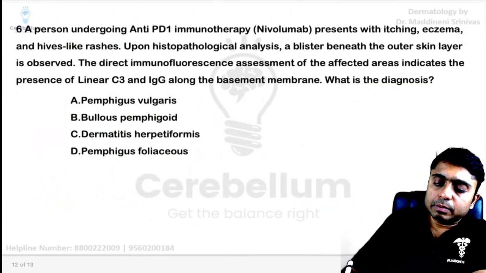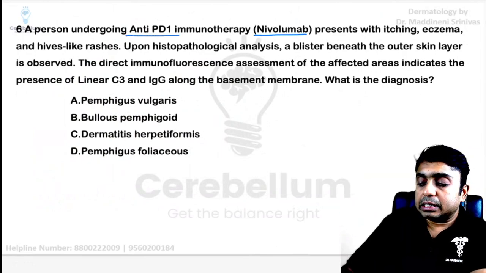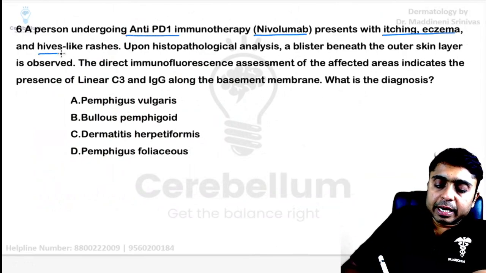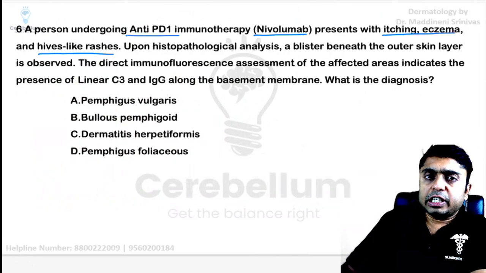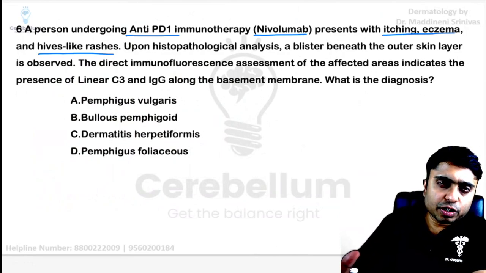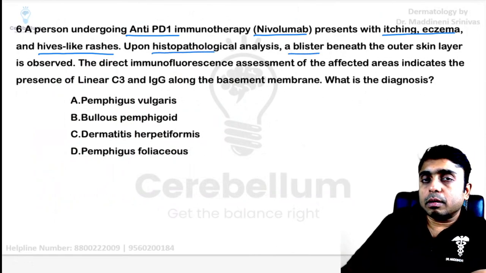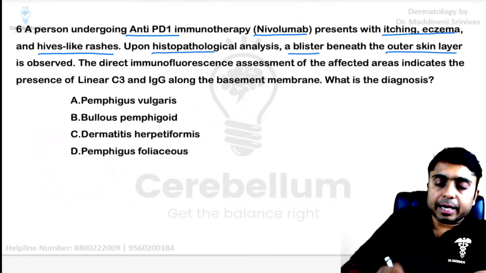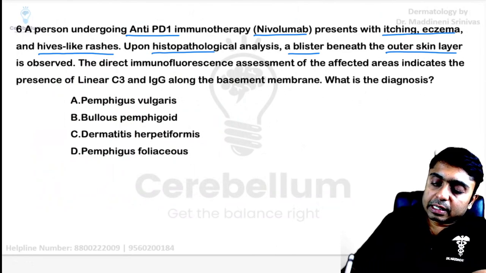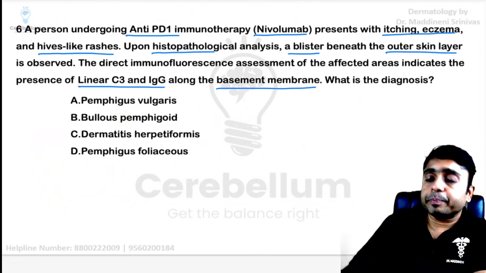Okay, so this is the next MCQ. A person undergoing anti-PD-1 immunotherapy with nivolumab presents with itching, eczema, and hive like rashes. So there are some features looking like urticaria, hives, itching, eczema, all these are features of urticaria. But upon biopsy, there is a blister present beneath the outer skin layer. The direct DIF assessment of the affected areas indicates linear IgG and C3 along the basement membrane. So what is the diagnosis?